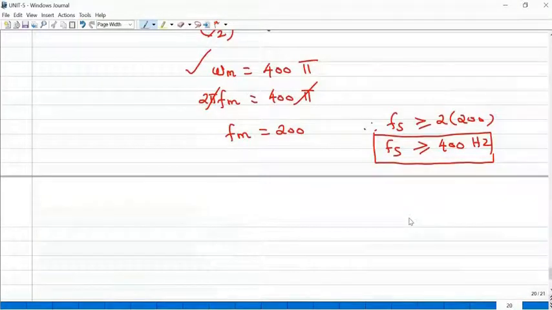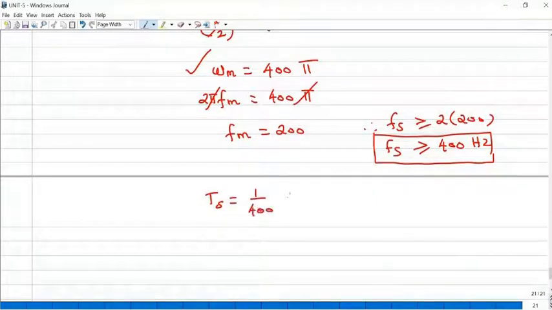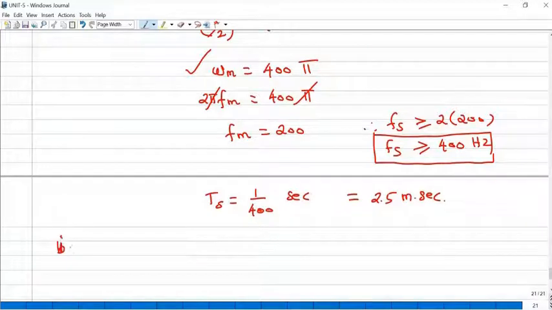Next, Ts, the sampling time interval. Ts equal to 1 by 400 second, so you will get 2.5 millisecond. This is the first problem.